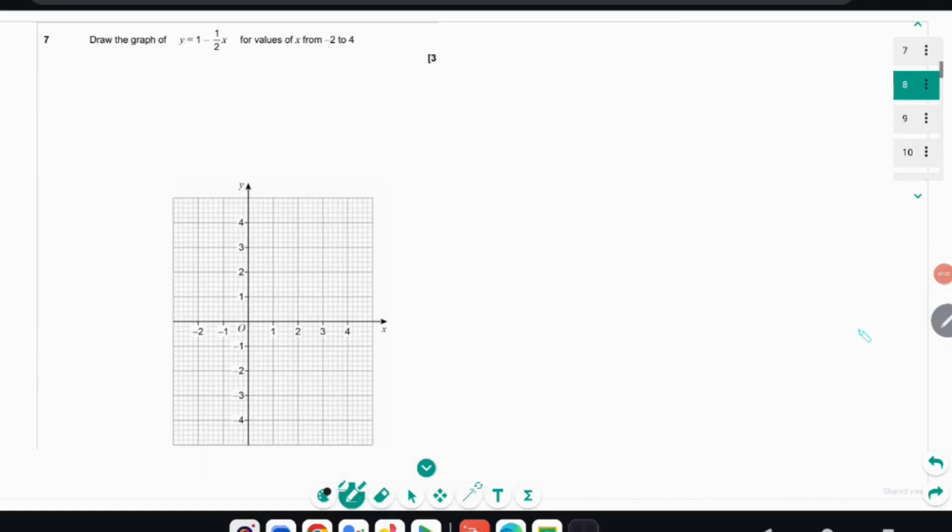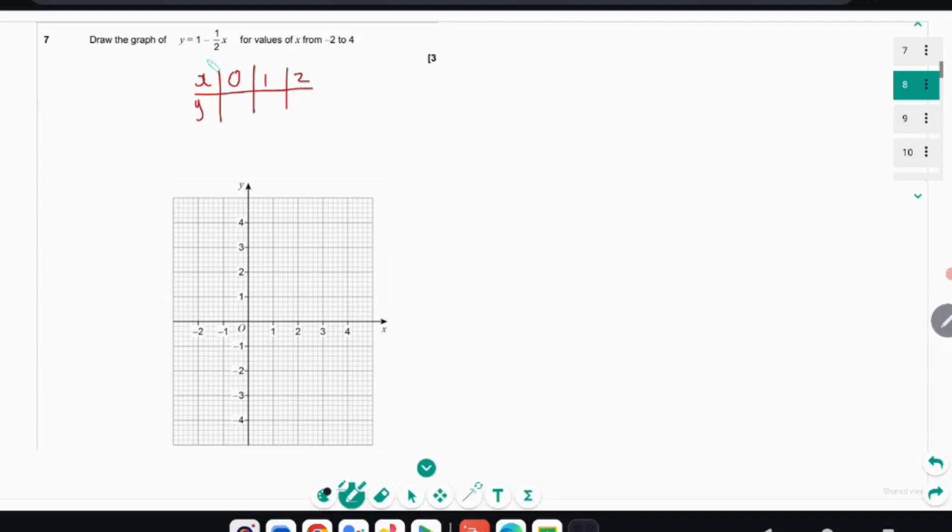Draw the graph y equals 1 minus half x. There's a few different ways of doing this. You could do it by the gradient and the y-intercept. I'm going to use the table method. I'm going to choose a few values of x, 0, 1 and 2.